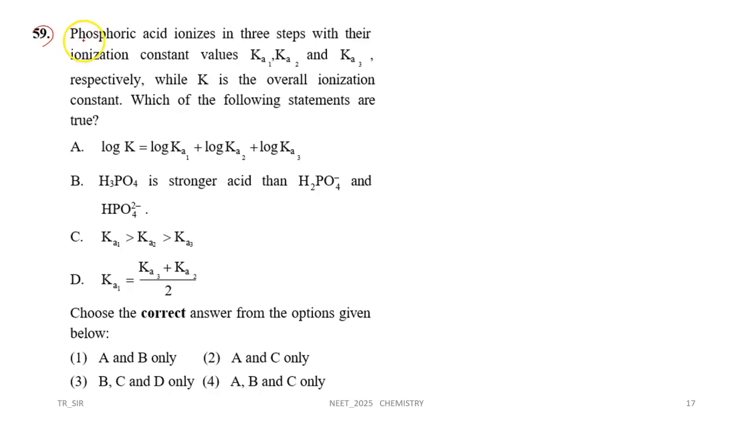The question number 59 states that phosphoric acid ionizes in three steps. Their ionization constants are given as Ka1, Ka2, Ka3 respectively. Their overall ionization constant is given as K. They are asking which of the following statements is correct.